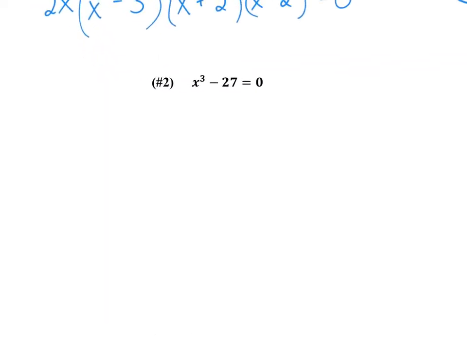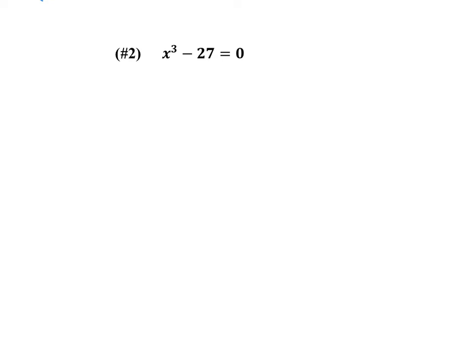Number 2. Yeah, there's a couple ways we could solve this. Let's solve it by factoring. So we have 2 perfect cubes. So we're going to do the cube root of each. Cube root of x to the third is x. And the cube root of 27 is 3.